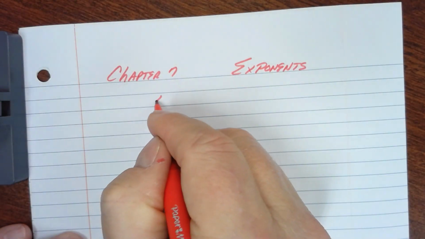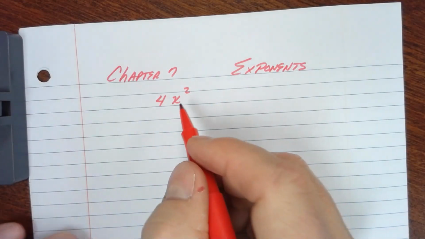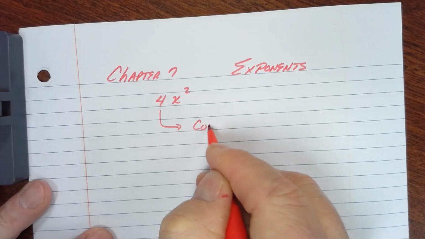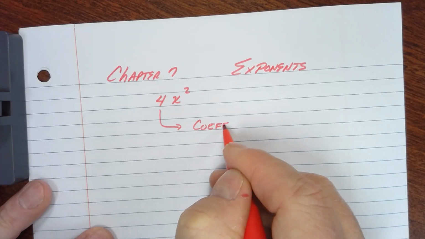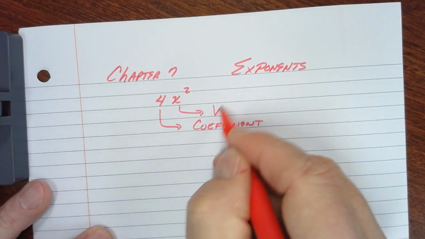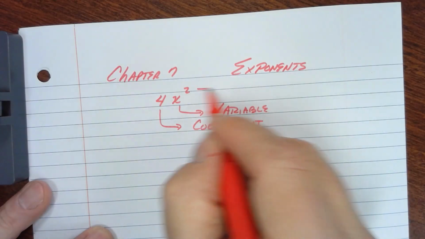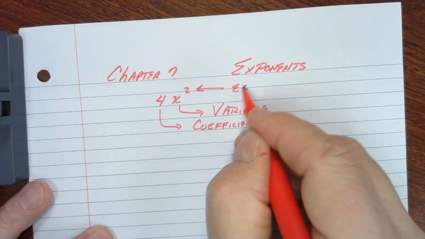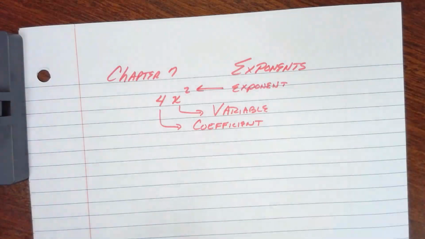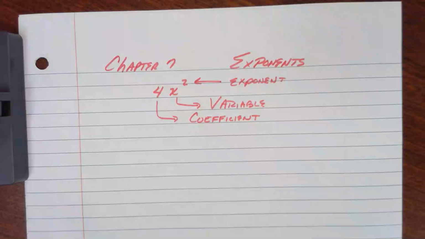Now, for your clarification and to make sure we're all on the same page, this is the coefficient. This is the variable. And the 2 is the exponent. And I'll be referring to them as such throughout this discussion.